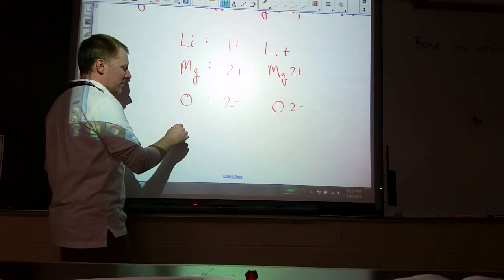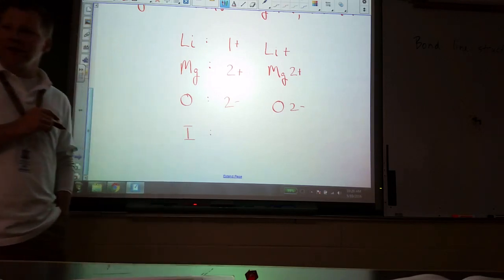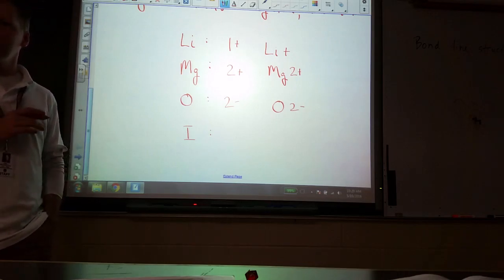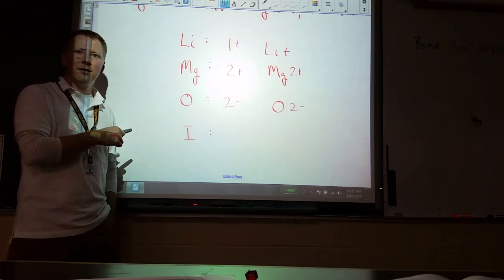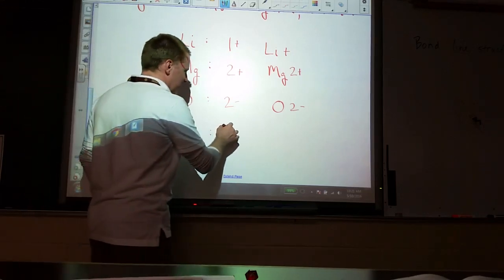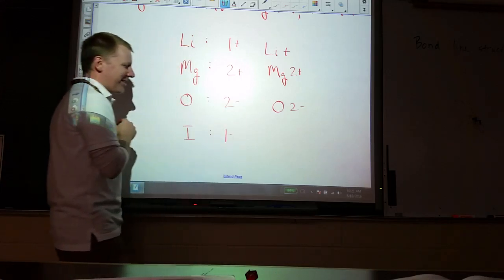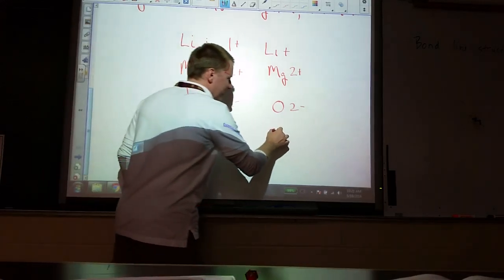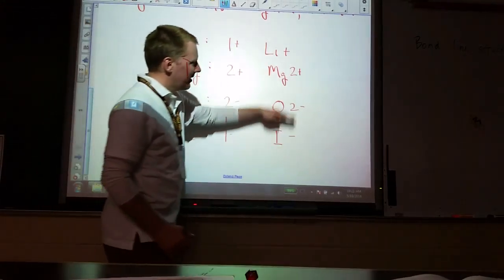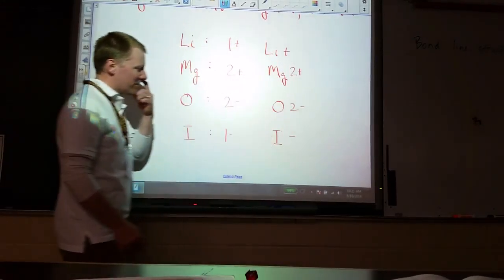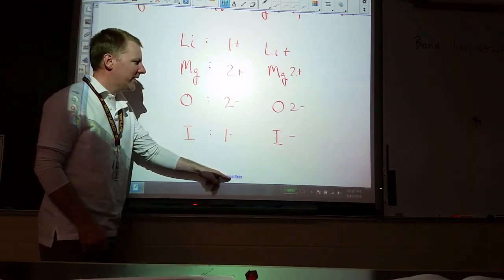How about iodine? How many electrons does iodine have in its outer shell? 7. What's it going to do to try and fill it? 1 minus. It would try and gain an electron, becoming a 1-, and we'd write it I-. And again, these are technically all superscripts, so they'd be raised when we type them in.